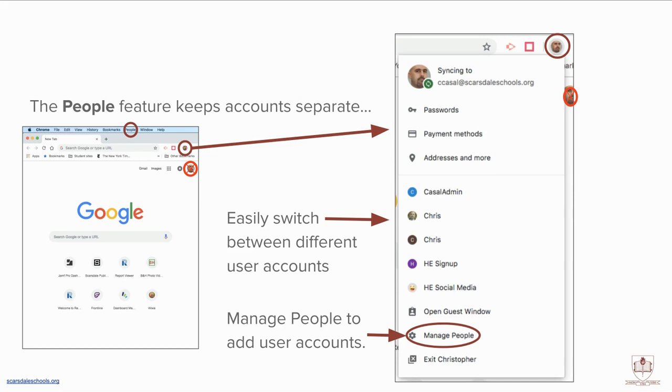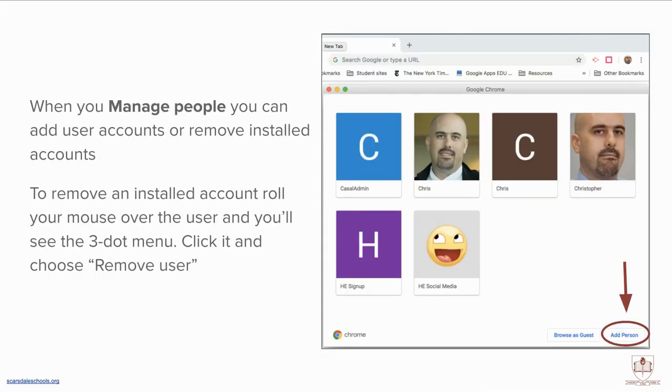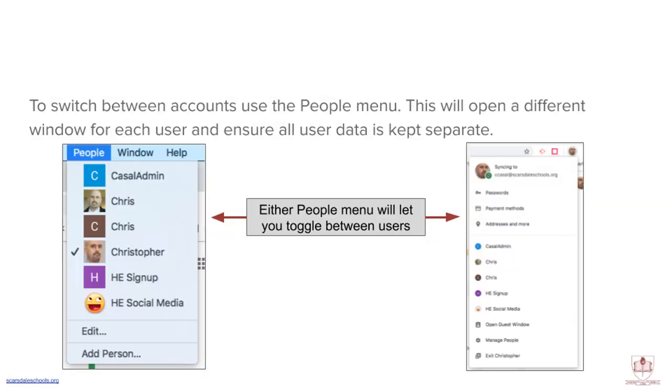By using that People feature from the top, which is also again located on the top right-hand corner near the user icon or the 3-dot menu, you can see a list of users installed on the device, or you can go down to the bottom and manage people. When you go to manage people, you will see all the different Google accounts that are being kept separate in separate windows on that single browser. If you need to add a person, like another student user, you can click Add Person. This keeps the accounts completely separate and avoids conflicts later on.